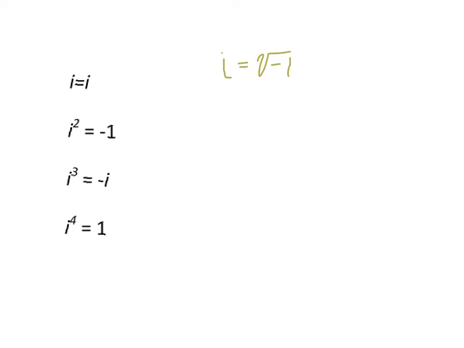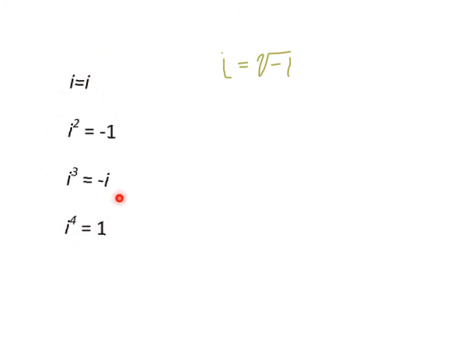When we're trying to simplify these, we need to know that i is the same as i. That makes sense. But i squared is going to simplify to -1. i cubed simplifies to -i. And i to the fourth simplifies to 1. Then this pattern repeats. So i to the fifth simplifies to i, i to the sixth simplifies to -1, i to the seventh simplifies to -i, and i to the eighth simplifies to 1, i to the ninth simplifies to i, and so on. It just keeps repeating every 4. So this is something you're going to want to have memorized.